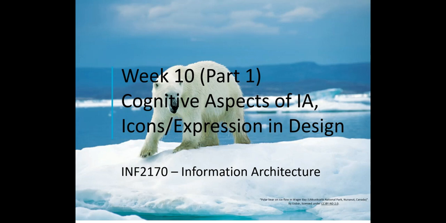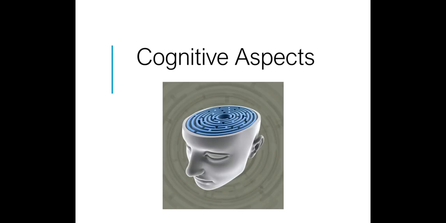This is, in fact, part one of a two-parter lecture, and this is sadly the very final full lecture that I'll be giving for this course. What I'll be doing is looking at the cognitive aspects of information architecture and also looking at icons and expression in design. So, having a look at some of the cognitive aspects of things.